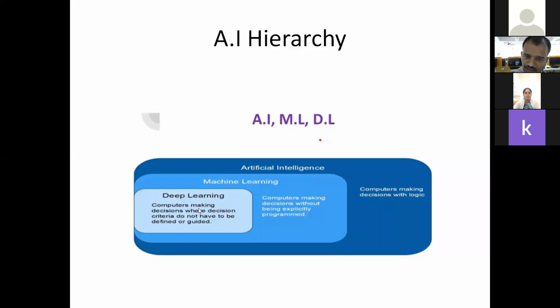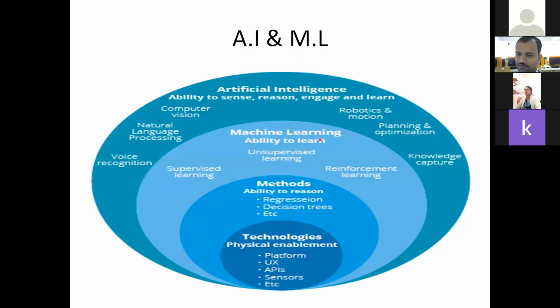Whereas in deep learning, computers make decisions where decision criteria do not have to be defined or guided. Like feature extraction: generally, feature extraction is a major parameter we observe in machine learning, whereas in deep learning we don't write code for feature extraction, because feature extraction is inbuilt. So that difficulty is overcome in deep learning. I will also show you a clear example, and seeing that you will understand the main difference between machine learning and deep learning. This is a simple slide which will show you exactly what is happening.